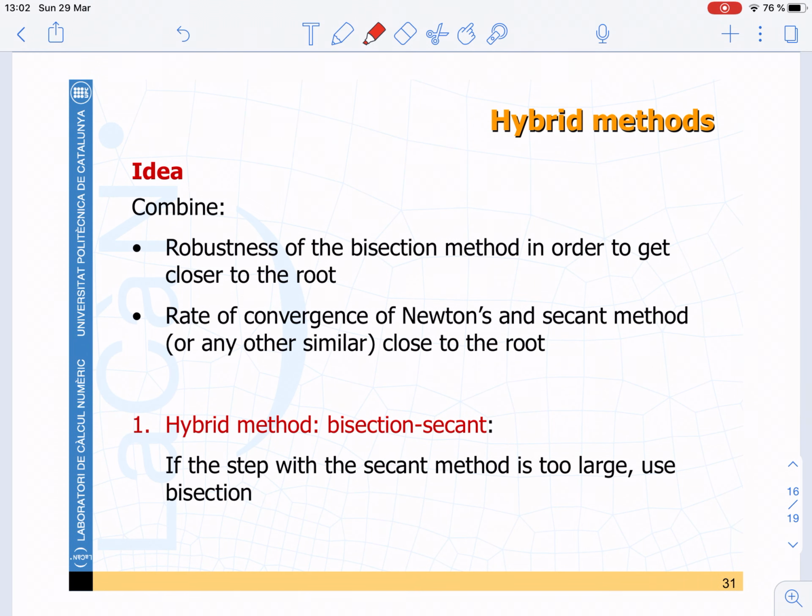Let us finish by discussing so-called hybrid methods. Hybrid methods are based on combining two ingredients, the robustness of the bisection method in order to get closer to the root. Bisection method is slow but robust. And the rate of convergence of Newton's method or secant method or any other similar method once we are close enough to the root. For instance, we can think of a hybrid method based on combining bisection and secant.